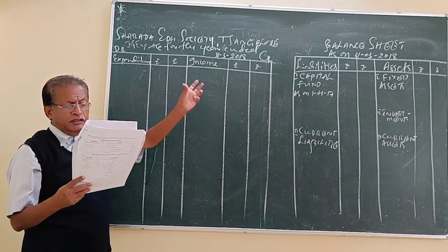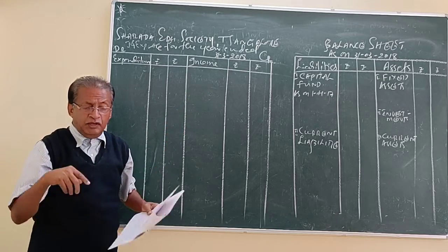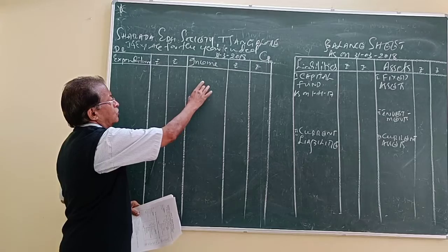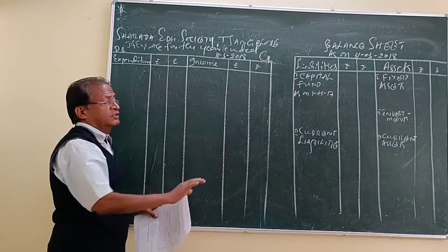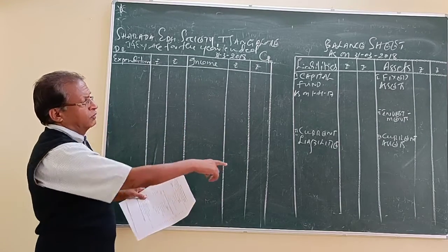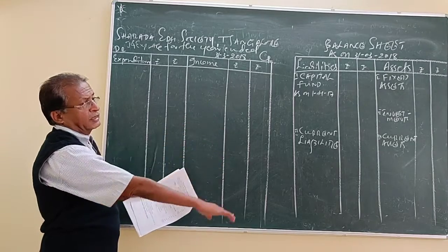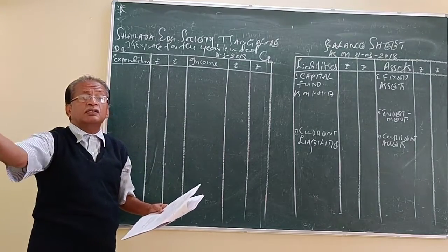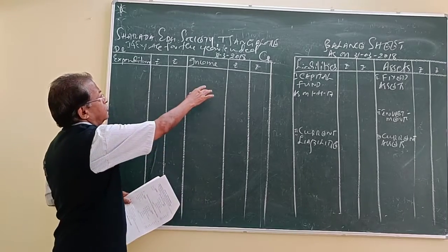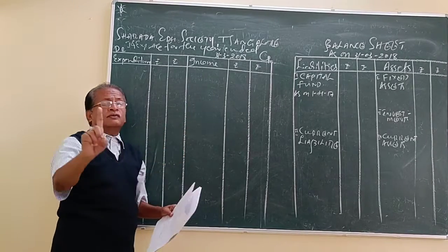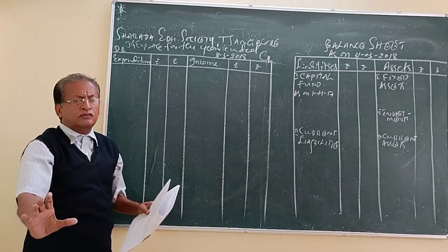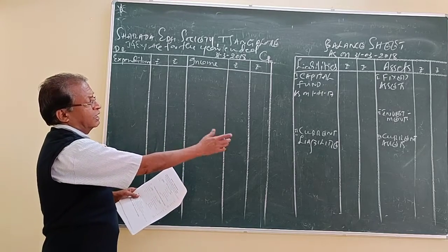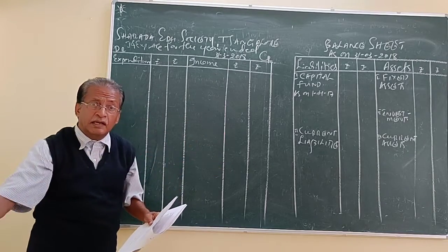Next one, outstanding subscription rupees 2,000. It belongs to the previous year. It will be shown in the income and expenditure account as addition to the subscription, and the same rupees 2,000 will be shown in the balance sheet under the heading current asset. And subscription received in advance, it's for next year. It will be shown in the income and expenditure account as deduction out of the subscription, and the same rupees 1,500 will be shown in the balance sheet at the liability side under the heading current liabilities.